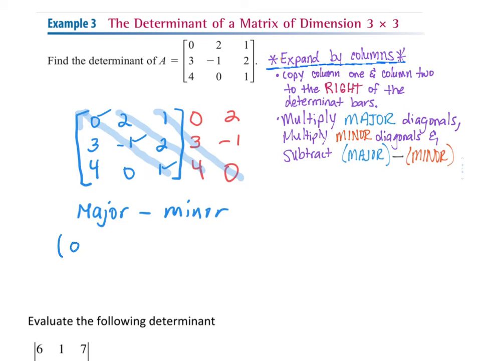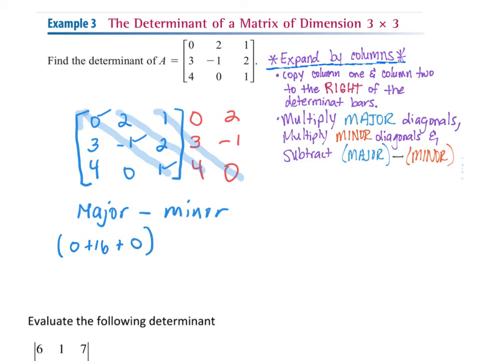Times -1 times 1. Okay, what's 2 times 2? 2 times 2 is 4, times 4 is 16, so plus 16, plus 1 times 3 times 0.